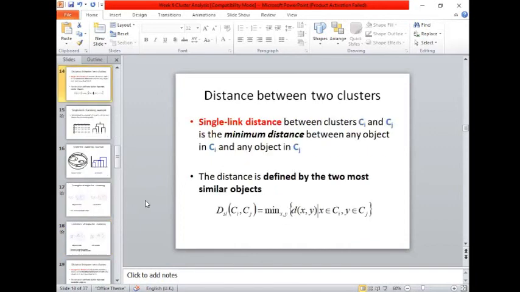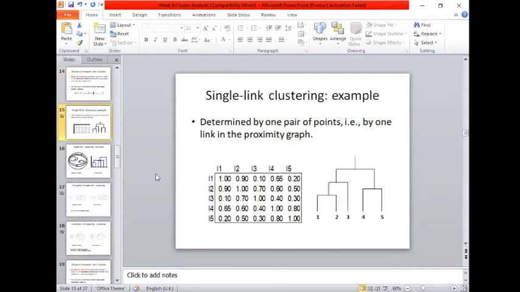For the distance between two clusters, we have the single link distance. This is between clusters I and J, the minimum distance between any object in cluster I and any object in cluster J. So the distance is defined by the two most similar objects, as in these formulas of merging. This is an example of single link clustering.